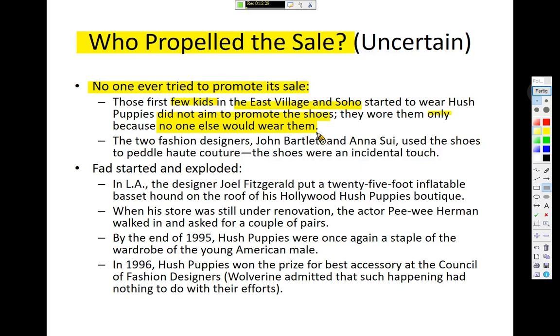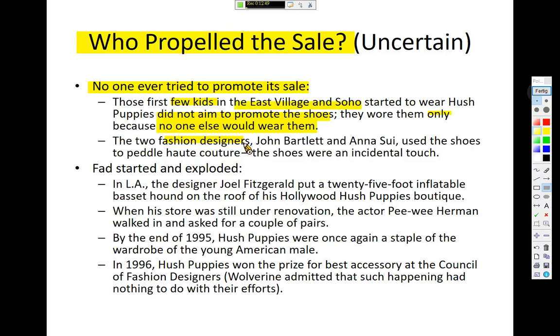And remember, when they chose to wear hush puppy shoes, did they try to promote it? No, they didn't. They had no idea. They just, well, they are unique. They are different, okay?